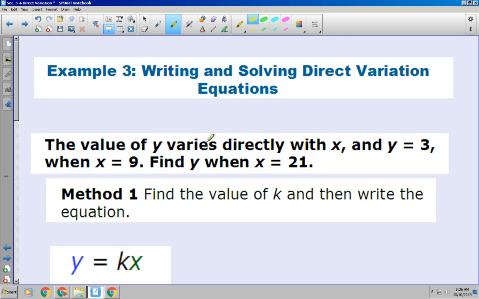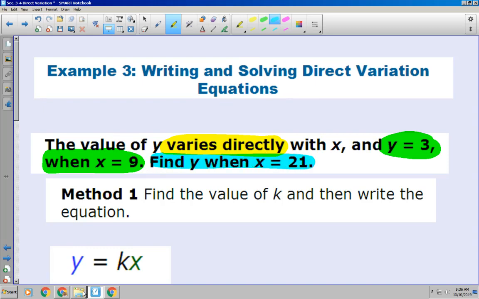Last one. There's the phrase right there: it varies directly. Okay, so we are asked to find the following statement. y is equal to 3 when x is equal to 9. And so the question is, can you figure out what y is when x is equal to 21?